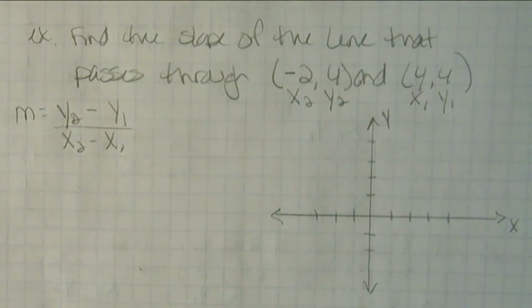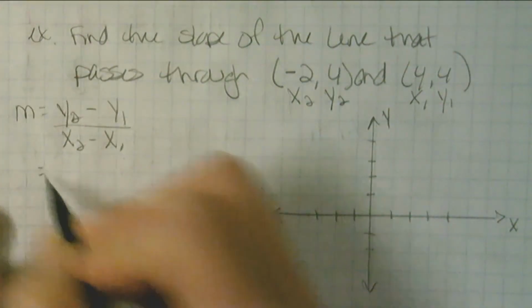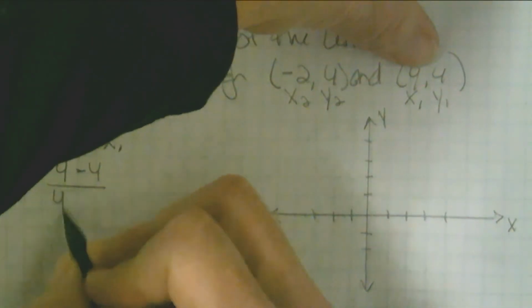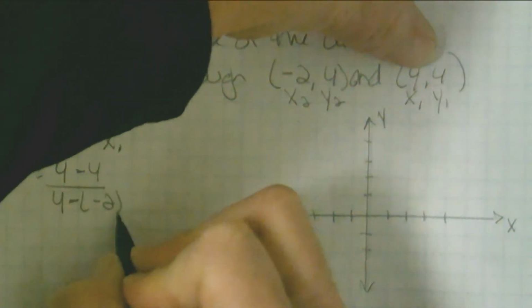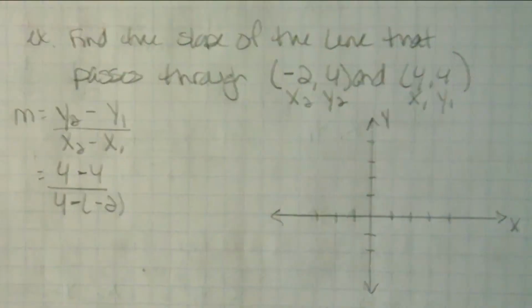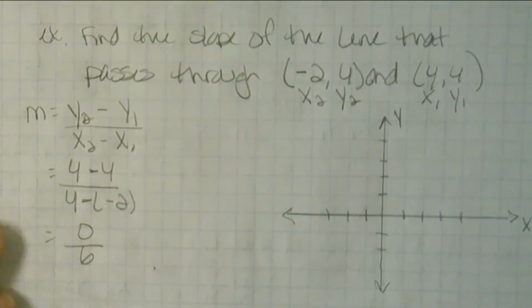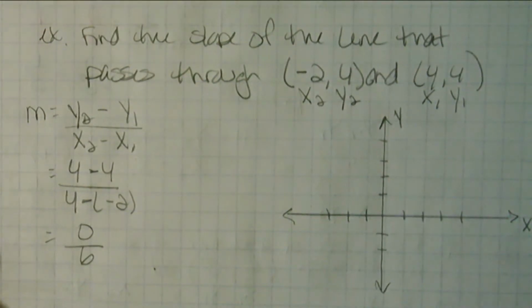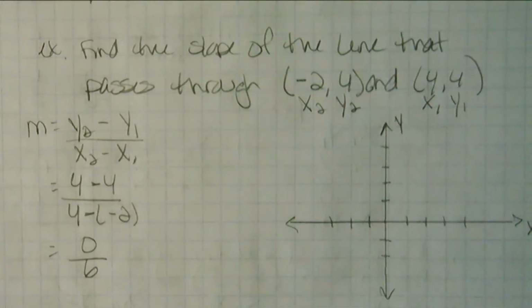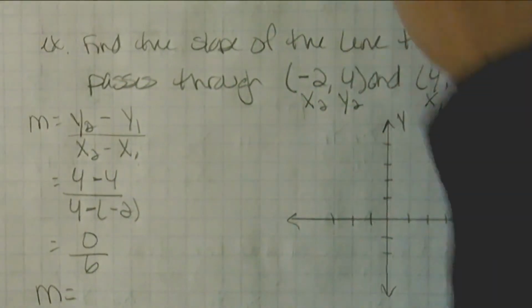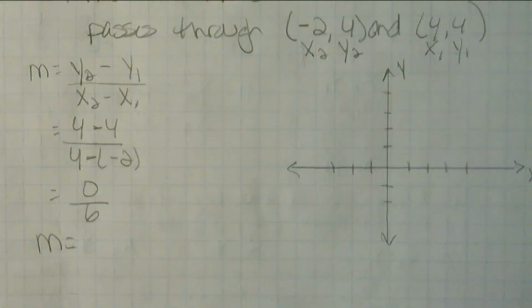It does not matter. All right, so I'm going to do 4 minus 4 over 4 minus negative 2. I flip-flopped them, but that's okay. And I end up with 0 over 6. If you did it the other way, I think you got 0 over negative 6. It doesn't matter. So what's my slope? If my slope is 0 over 6, what is my slope?